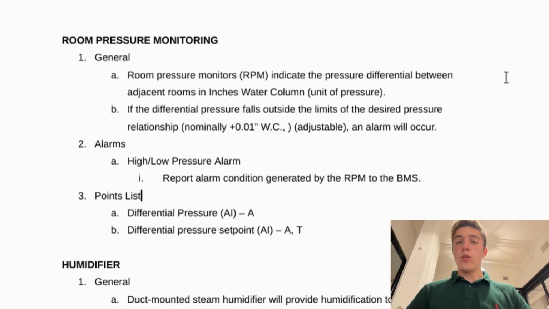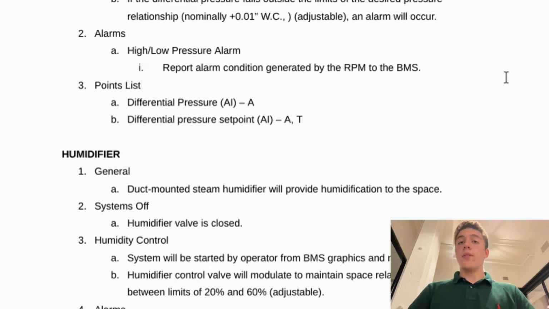Next, we have the room pressure monitoring. So this is what I was talking about earlier, the RPM. It indicates the pressure differential between adjacent rooms in inches water column, which is a unit of pressure. If the differential pressure falls outside by more than 0.01 inches, then an alarm will occur. So the alarms, we have the high-low pressure alarm, and we have the points list, differential pressure, and the differential pressure set point.